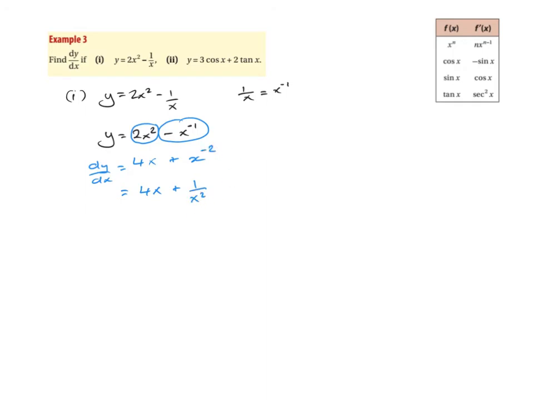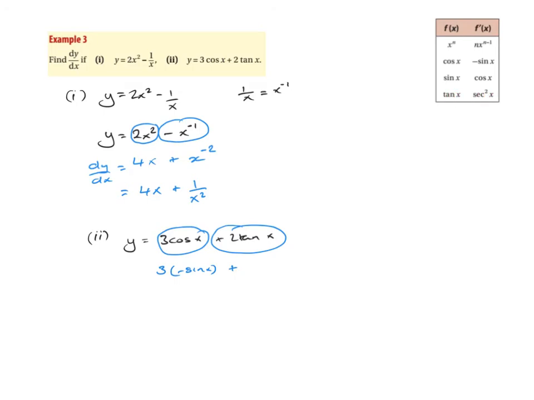Let's have a look at the second one. Go back to black. So we have y is equal to 3 cos of x plus 2 tan of x. Okay, so what we have here is 3 cos x as the first term, plus 2 tan x as the second term. Cos x, again, go up, have a look. You can see the derivative of cos x is minus sin x, and it's multiplied by 3, so it's just 3 by minus sin x. Okay, and then we've got plus, and then we have 2 by tan x, and the derivative of tan x is given by sec squared x.